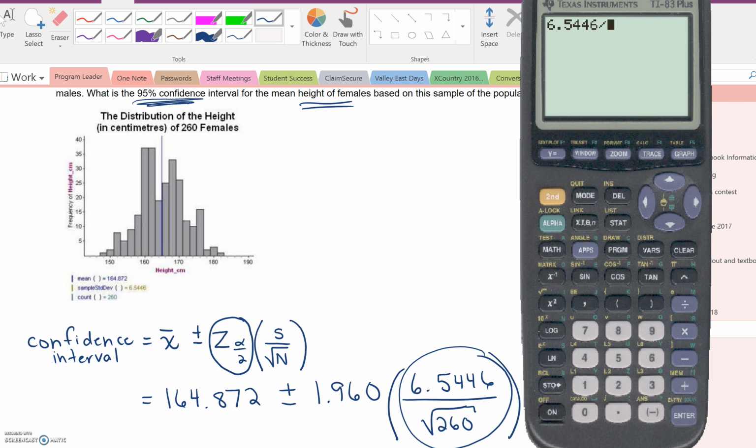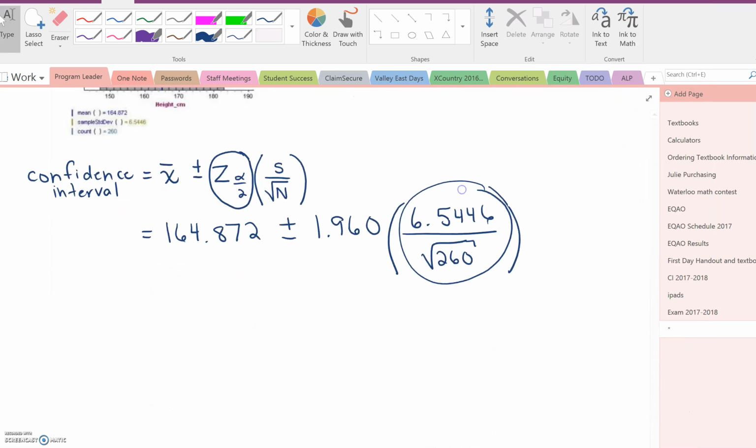Do I do like the square root of 260 or do I just divide it by 260? No, it's the square root, so you have to include the square root. So you do 6.5446 divided by the square root of 260. When you press enter, did you get the same thing as me? Yep. Okay, now we can write that down if you want.